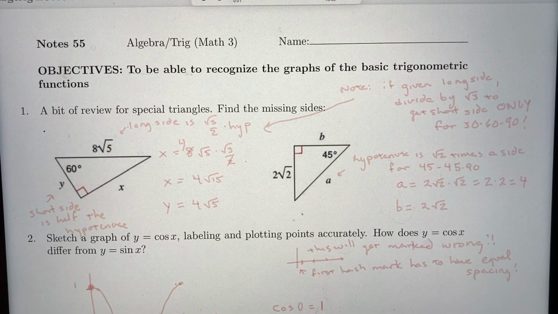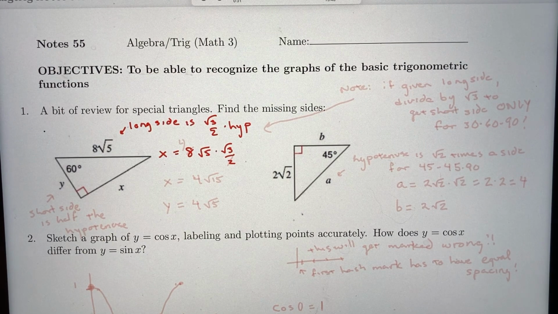Okay, so people had a certain amount of trouble with the special triangles. If you're given the hypotenuse, the long side is root 3 over 2 times the hypotenuse. So x is, in this case, 8 root 5 times root 3 over 2. Well, that's interesting. What does that simplify into?